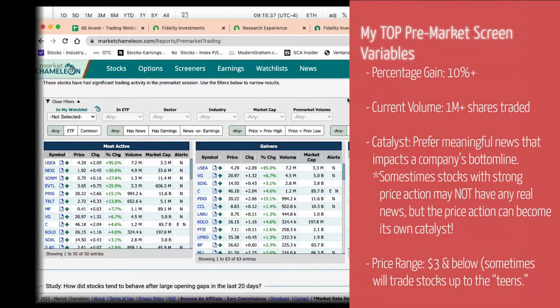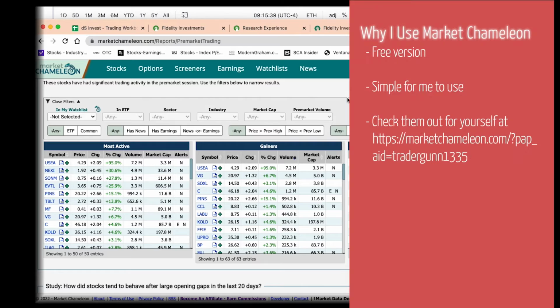So Market Chameleon is a free platform. They also have subscription services. I like them because it's very simple and straightforward. I just need to see who the top gainers are, what the percentage is, and then I'll dive in separately via Fidelity, which is where I actually execute my trades and hold my money.